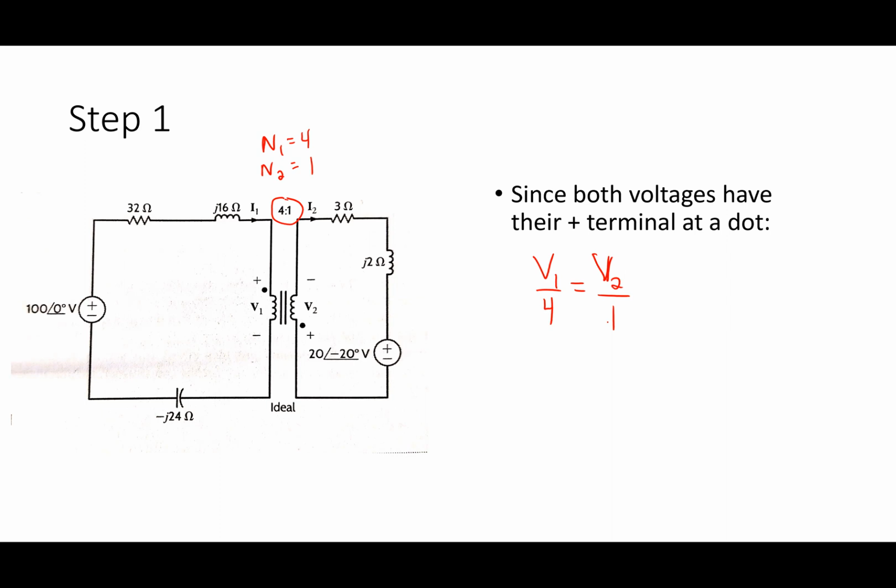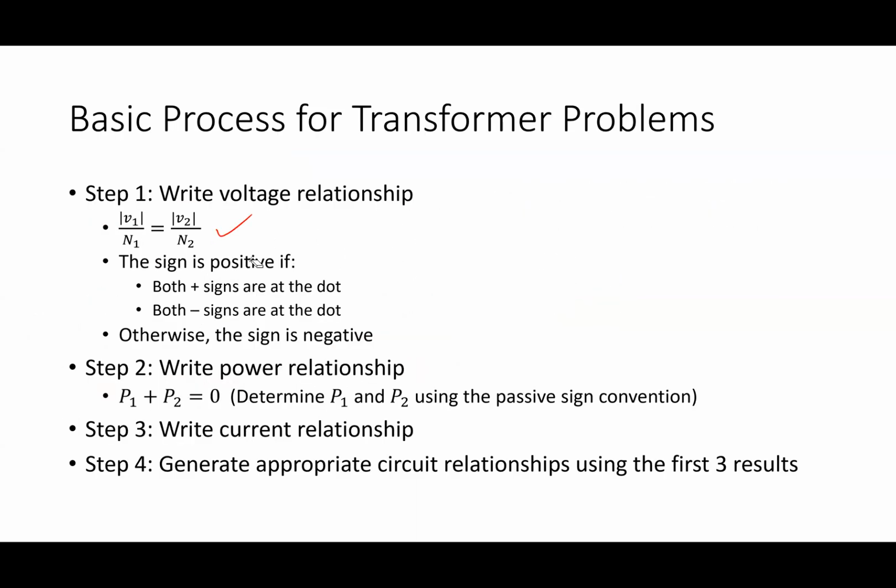It's a little bit tricky because they're reversed from each other in terms of where they're located on the component, but both the plus signs are located there at the dot. So we would make them positive. That's our definition here: the sign is always positive if they're at the dot. Okay.